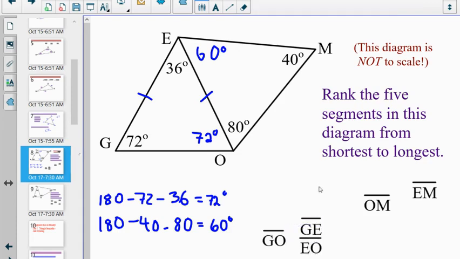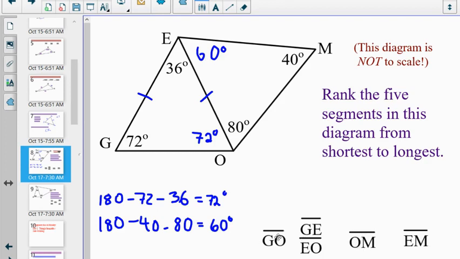And then let's take a look on the other triangle. On the other triangle, segment EO, which we already figured out was bigger than GO, that is opposite the shortest side, which means that segment EO would be the shortest side on that triangle. I also know that EM is the longest side, opposite the biggest angle, so that must be at the end of this. And OM is opposite the 60-degree angle. 60 is between 40 and 80, so segment OM must be in between EO and EM.